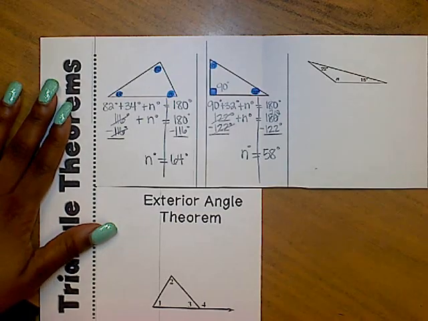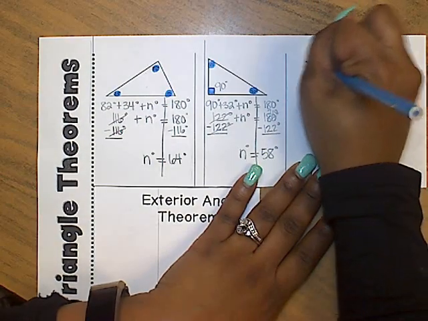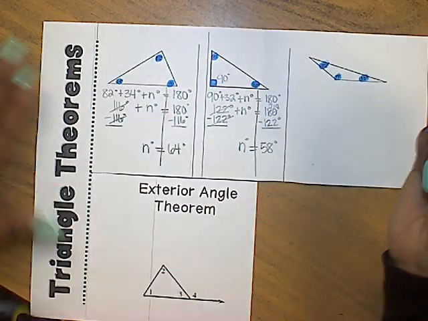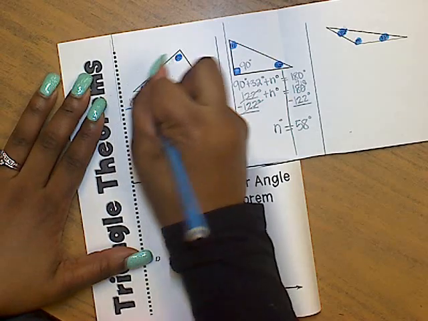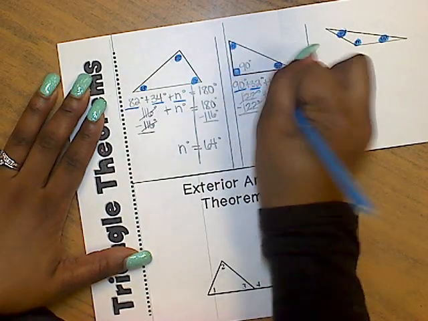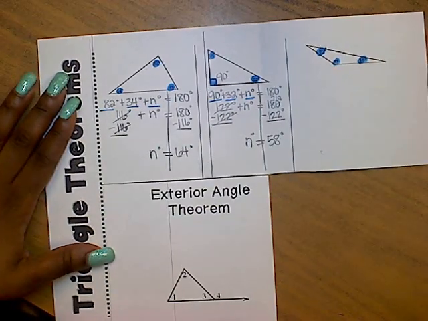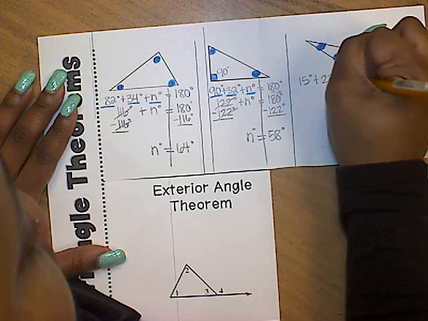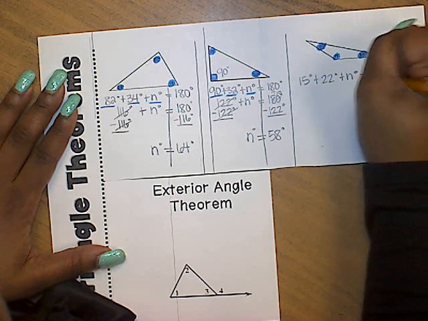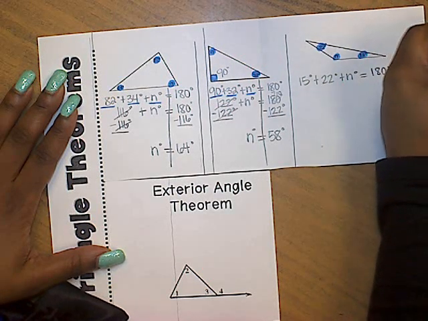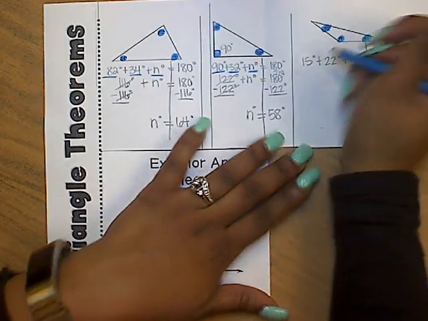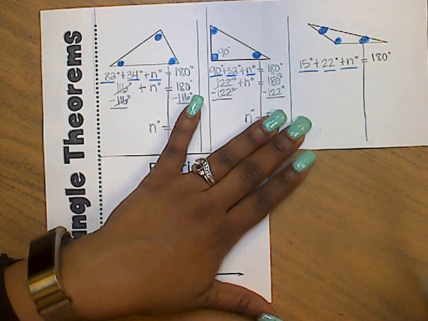Alright, and then lastly, same thing, solving for N, we have 22 degrees, 15 degrees, and N degrees. So again, remember, all these three together have to equal 180. So we have 15 degrees plus 22 degrees plus N degrees equals 180 degrees, because that's what our theorem tells us. We're going to draw our line. Notice how we have all three of these together. It's going to equal 180.